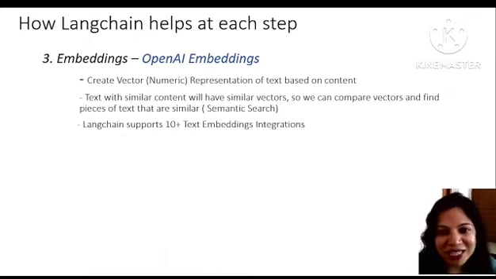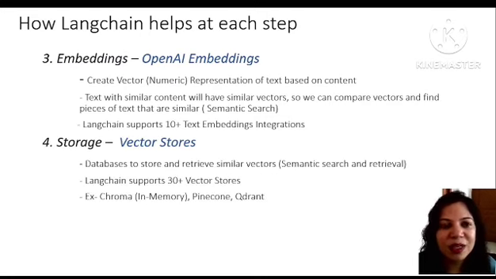Langchain supports 10 plus text embedding integrations, and one such integration is OpenAI embeddings. Text with similar content will have similar vectors so that we can compare the vectors and find pieces of text that are similar. This is called semantic search. The next step is a storage step, wherein these embeddings will be stored into a database which is called vector store. So these are the databases that are used to store and retrieve similar vectors, which is semantic search and retrieval. Langchain supports 30 plus vector stores. Few examples are Chroma, which is in memory, Pinecone, Quadrant, etc.